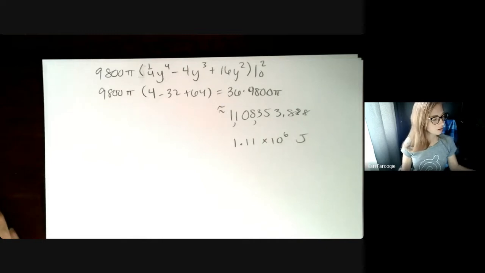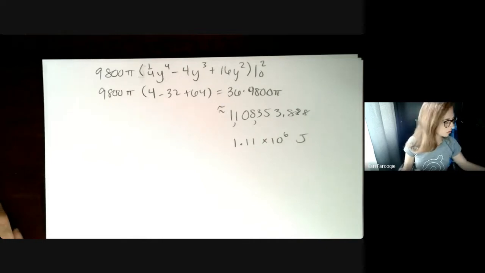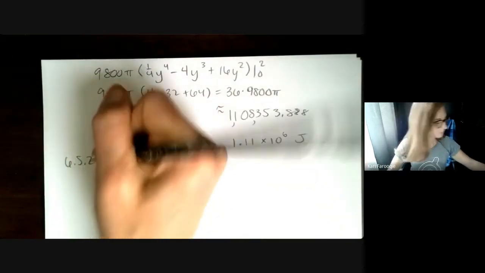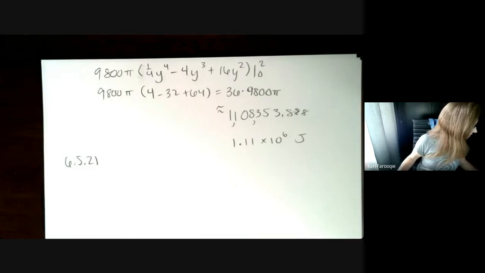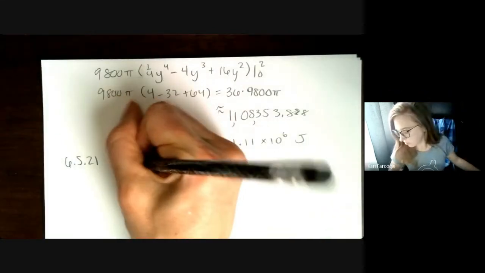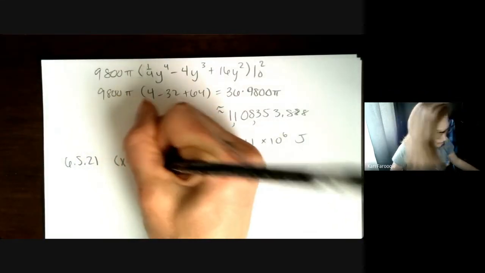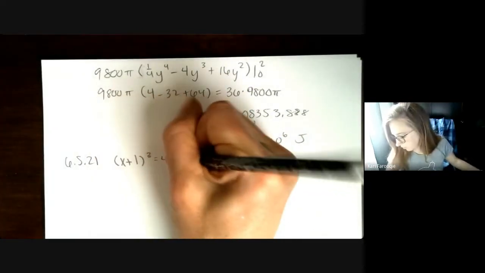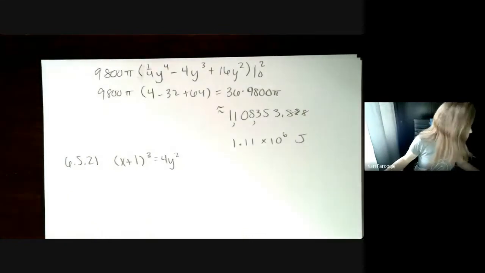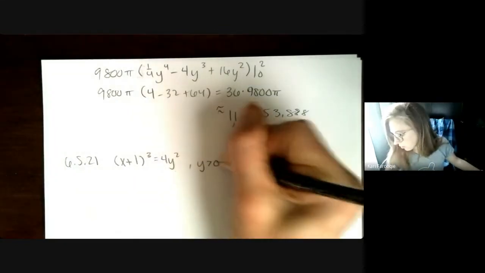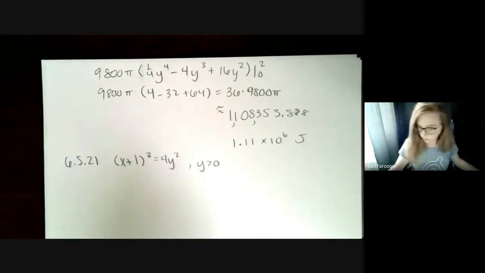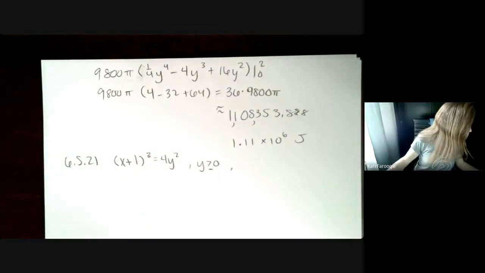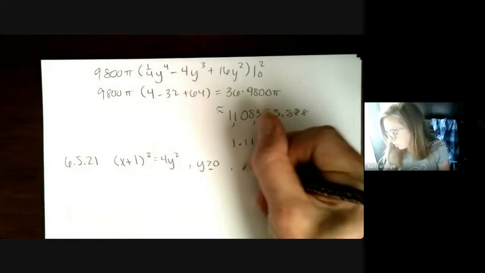6.5. Number 21. All right, so this is x plus 1 cubed equals 4y squared. Y is greater than or equal to 0. And we're looking at this from x equals -1 to x equals 16.